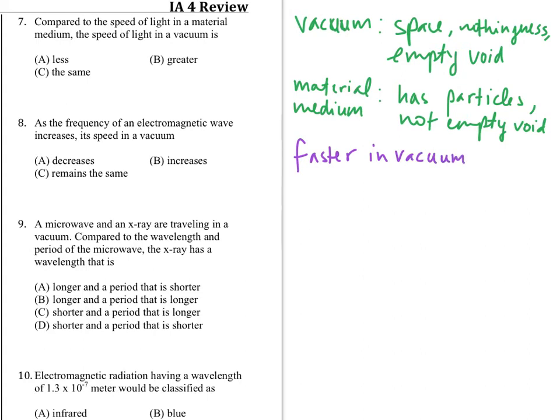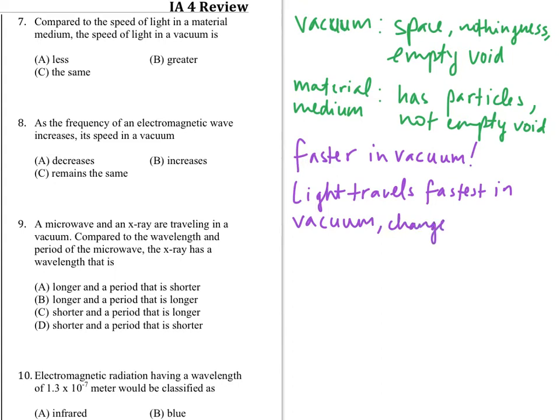And as we learned in class, the speed of light changes when we go from different materials. The speed of light in a vacuum is actually the fastest. Light travels fastest in vacuum. Changes speeds in different materials. Alright, so the speed of light in a vacuum, so we're talking about the vacuum, it's going to be greater.